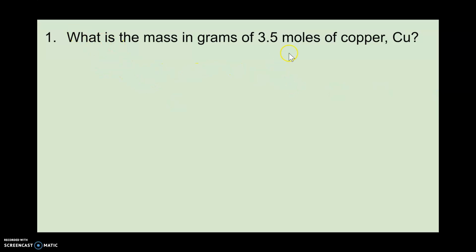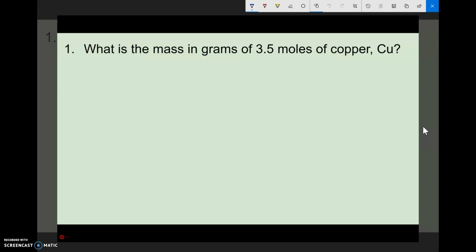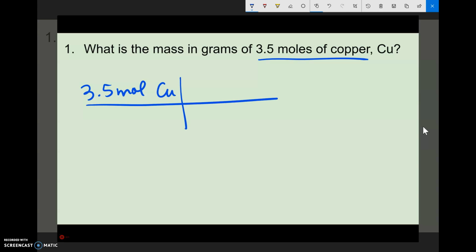So let's go ahead and look at this problem right here. What is the mass in grams of 3.5 moles of copper? What we're going to do is always start with what we're given. So here we're given this 3.5 moles of copper. I'm going to write this down. It's very important to always put your unit. For moles, you can abbreviate it as MOL. Okay, and I'm going to do what's called the fence method. I'm just drawing this line. Our objective here is to go from moles to find the mass in grams.